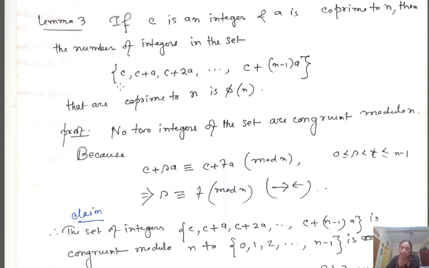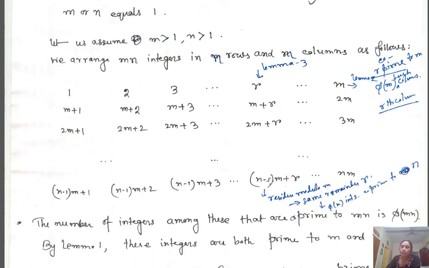By lemma 3, you see that modulo n, this set c, c plus a, c plus twice a, up to c plus n minus 1 times a is a complete residue system modulo n. And there are phi n many elements which are co-prime to n. So in this column, this is a complete residue system modulo n. And how many elements are there which are co-prime to n? Phi n many elements are there which are co-prime to n.